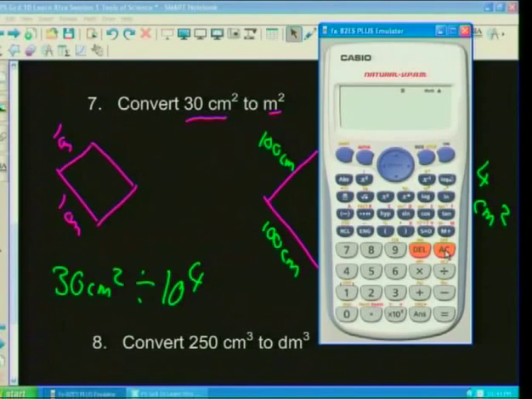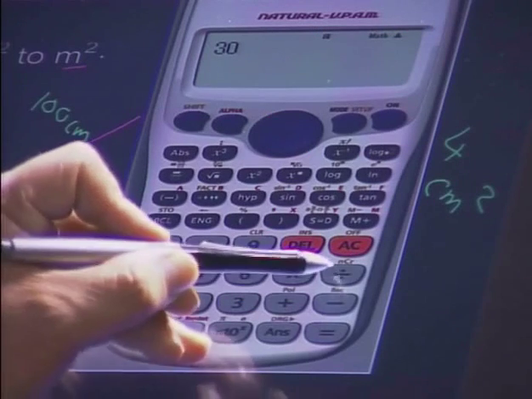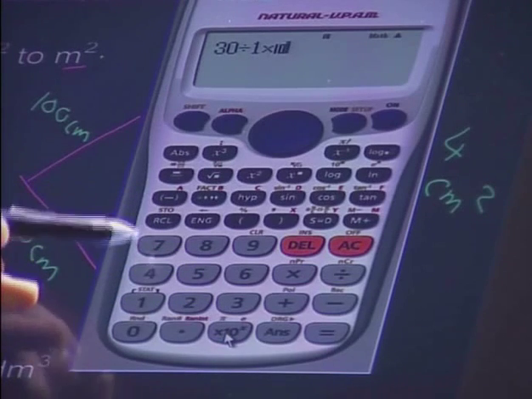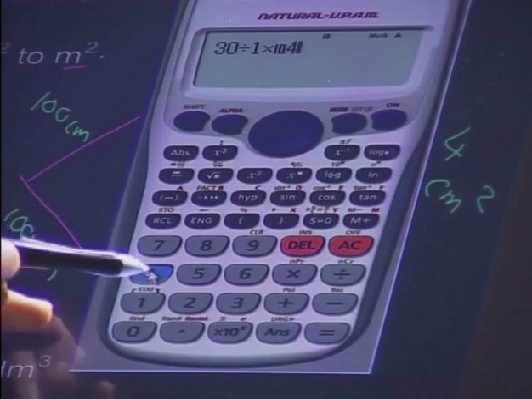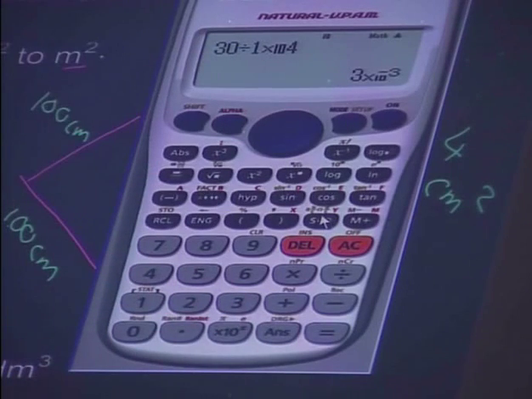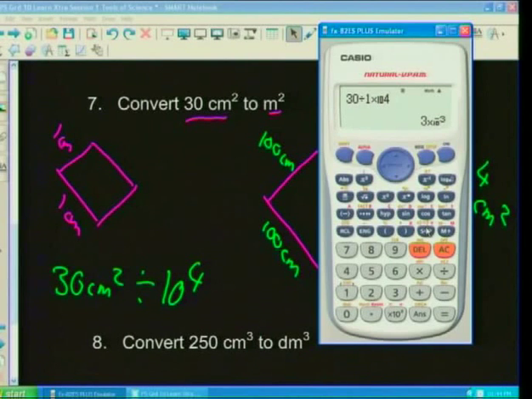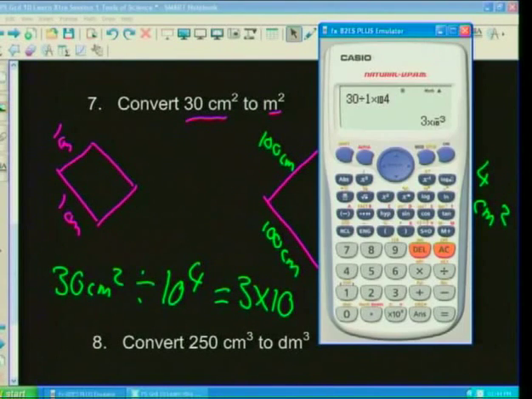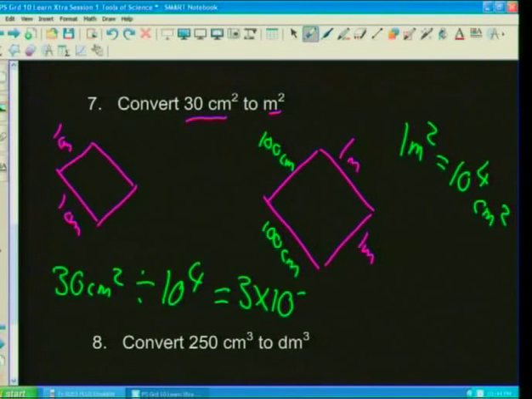So let's do it on the calculator. 30 divided by 1 exponent 4 gives me an answer of 3 times 10 to the minus 3. And that is your answer in meters squared. 3 times 10 to the minus 3. Check it. Yes, we've got it. 3 times 10 to the minus 3 meters squared.